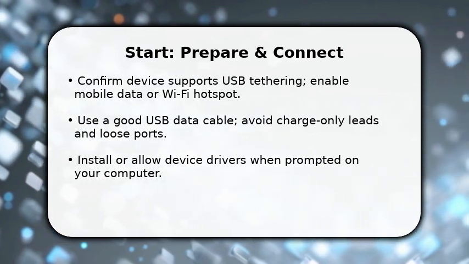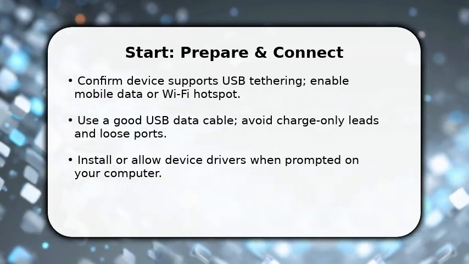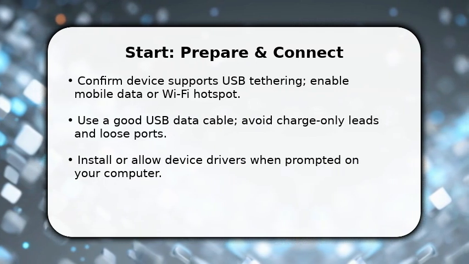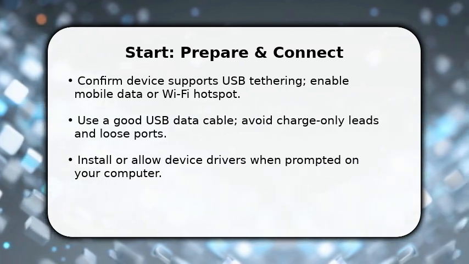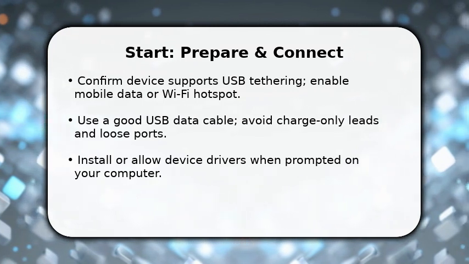On phones, open Settings and enable USB tethering or personal hotspot in the USB section. If prompted, accept any trust dialogues. After drivers finish installing, the computer should show a new wired network interface.